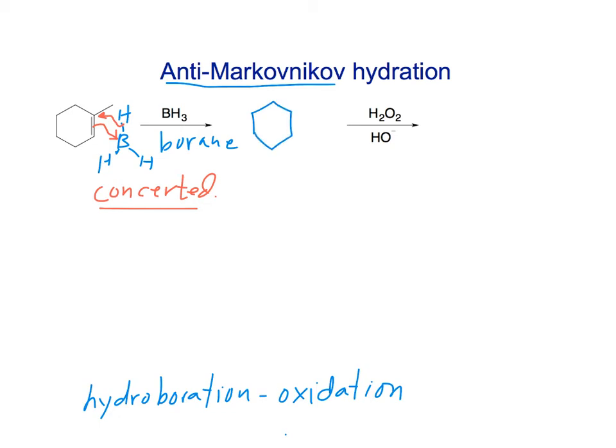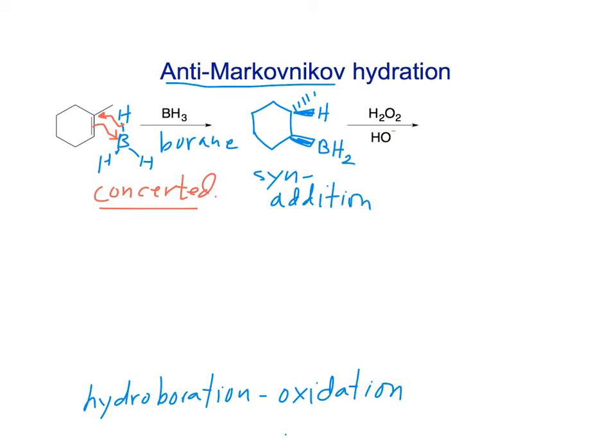So because of that, though, the H that ends up attached and the boron, it's going to be a BH2 group here, are both on the same side. So this is what we call a syn addition. It means the two groups will be on the same side.